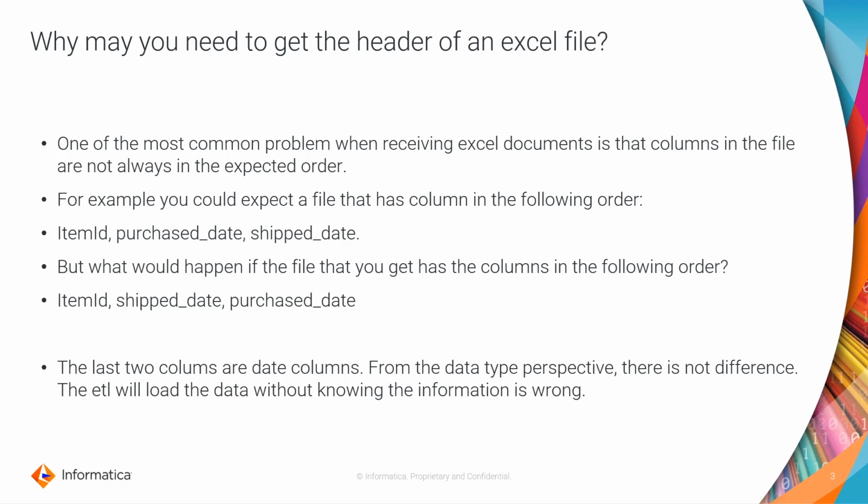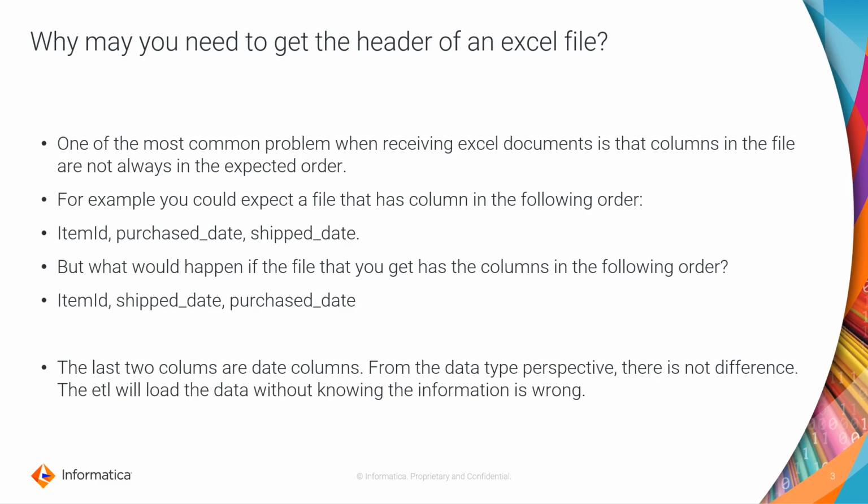From the data perspective, the ETL is going to see, okay, I have item ID, which is an integer. Then the next column is a date, and the next column is also a date. So nothing is wrong with the data, but actually it is, because you got the columns in the opposite order. So the process is going to extract the data and process everything thinking that it's correct.